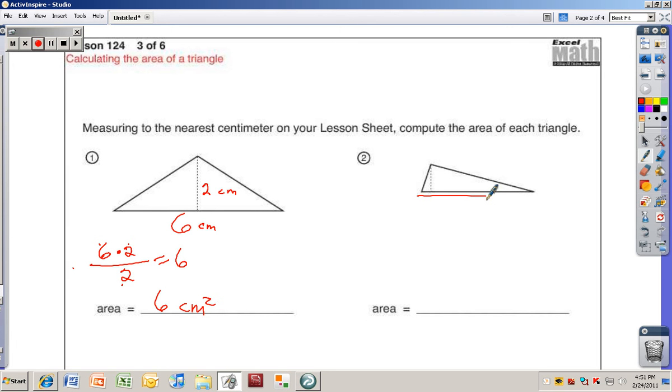Over here we have a base of 4, and we have a height right here of 1. So to find the area of the triangle, I'm going to do 4 times 1 divided by what? 2. Okay? And 4 times 1 is? 4. And divide that by 2 and you get? 2. So the answer is 2 square centimeters. Very simple. Just take the base, multiply it by the height, and divide by 2.